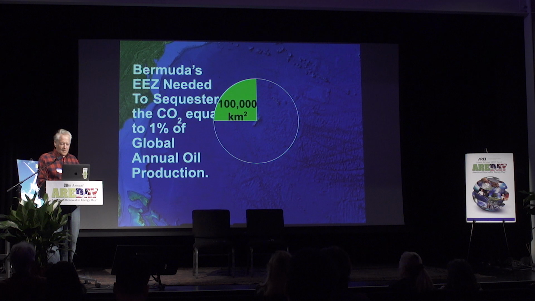And so 1/4 of Bermuda's EEZ would be satisfactory, would be a big enough area to exercise the ocean carbon cycle to sequester 1% of global oil. Now that's something I can get my arms around. 100,000 square kilometers, 1/4 of Bermuda's EEZ.